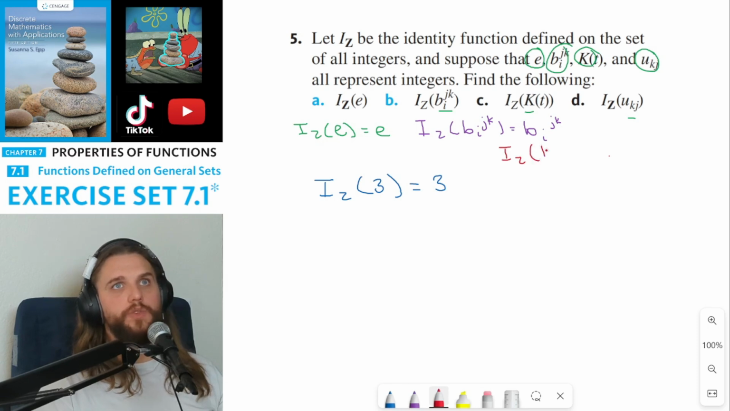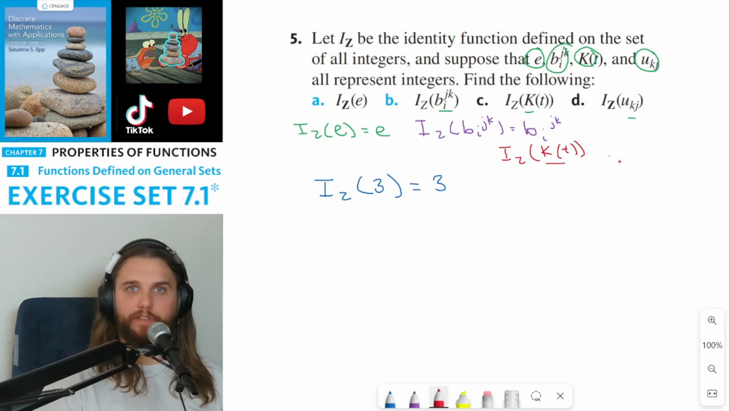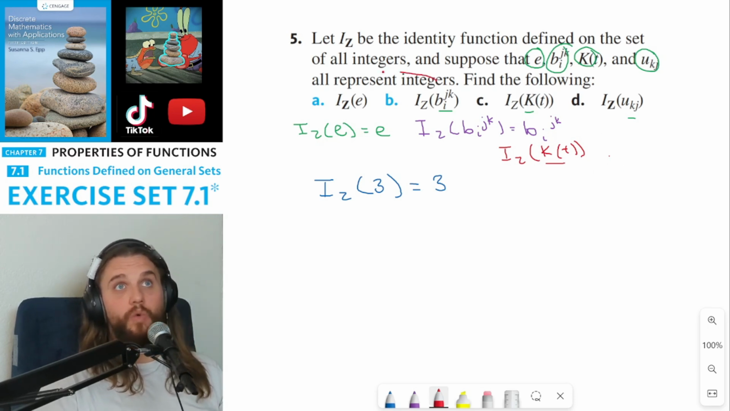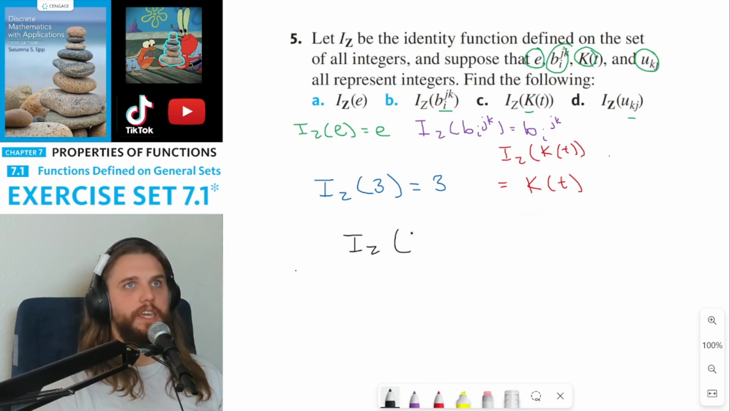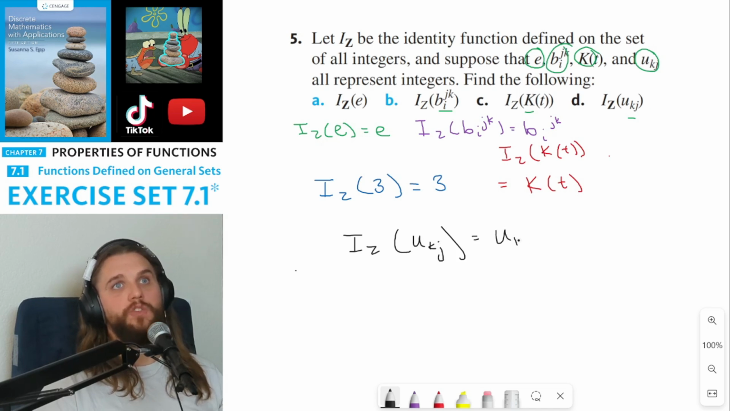And we could do this with this k of t. Even though that looks like the output of a function, it really represents an integer, which means that the output of this function is going to be the same as the input, since this k of t is an integer, just like this number 3. We don't know which integer it is, but that doesn't matter. And lastly, I sub z of u sub kj is going to be u sub kj.